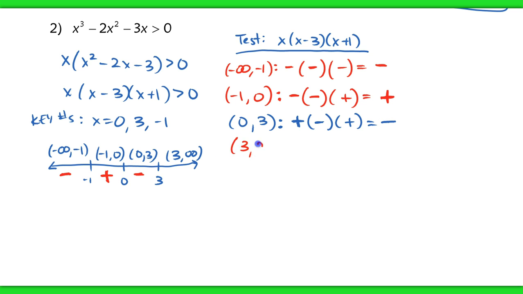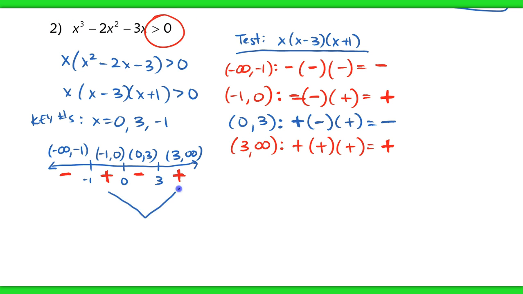From 3 to positive infinity, let's plug in 4. If I plug in 4, I get a positive. If I plug in 4 here, I still get a positive. If I plug in 4 plus 1 here, I get another positive number, and I result in, overall, a positive number.